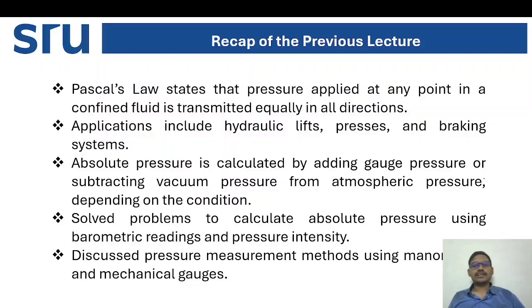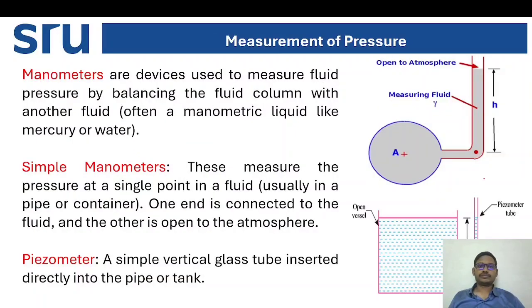Absolute pressure is calculated by adding gauge pressure or subtracting vacuum pressure from atmospheric pressure, depending on the conditions. So we solved problems to calculate absolute pressure using the barometric readings and pressure intensity. We discussed pressure measurement methods using manometers and mechanical gauges. That also we have done.